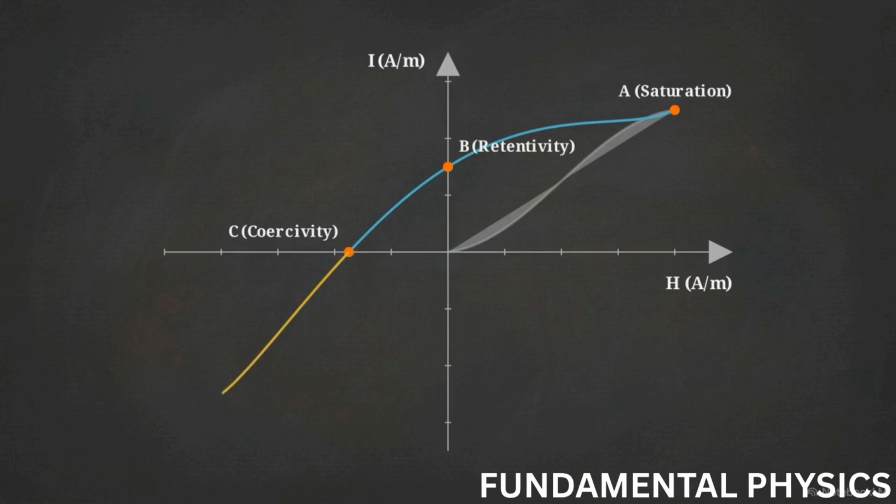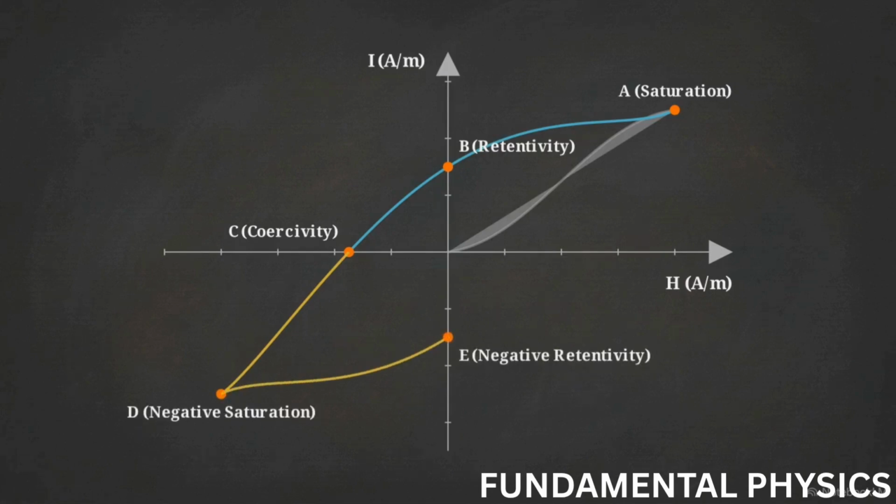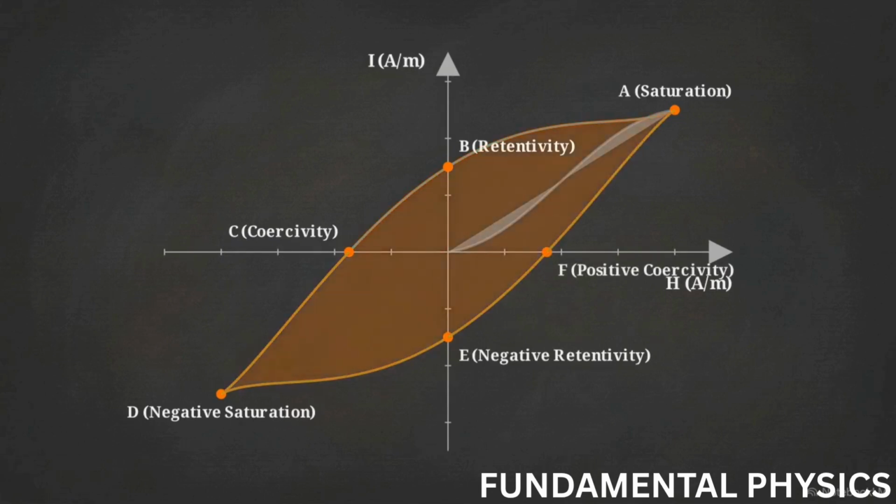Continuing the reverse field hits negative saturation at D. Dropping the field reaches negative retentivity at E. A forward field overcomes positive coercivity at F, closing the cycle at A.